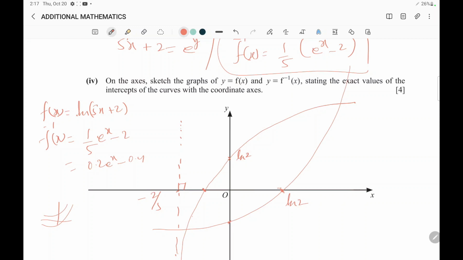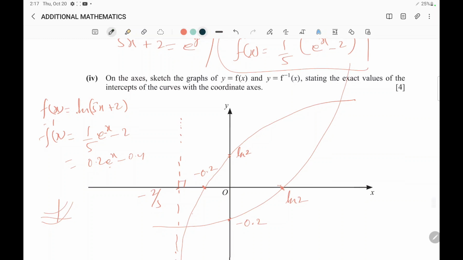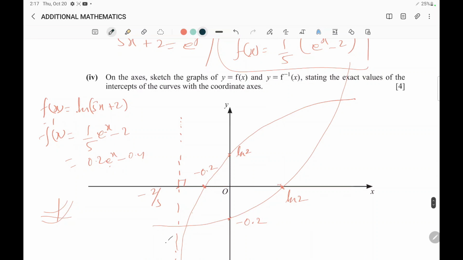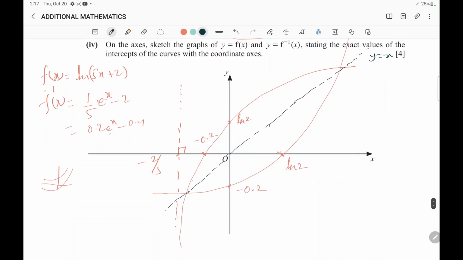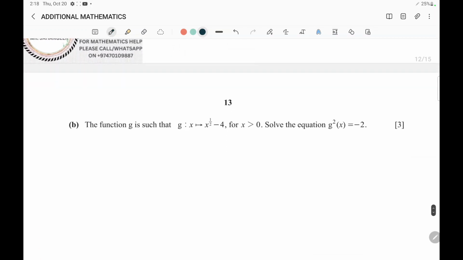And can we put x equals 0 in this? If we put x equals 0, it is minus 0.2. It will also be minus 0.2, because it's a mirror image. You know that. Okay, let me show. It's a mirror image with respect to y equals x. This is your y equals x. By the way, we are concerned about these values. So we got our answer, right? Okay, now move to the next question.